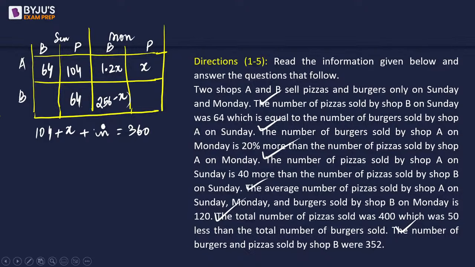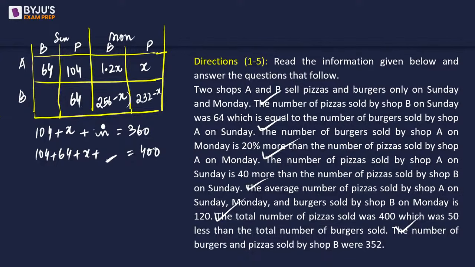Okay, next. The total number of pizzas sold was 400. So this is 104 plus 64 plus X plus this value. This is given as 400. So that means this value is going to be 168 from 400. If we remove, this is going to be 232 minus X. So this results in 232 minus X.